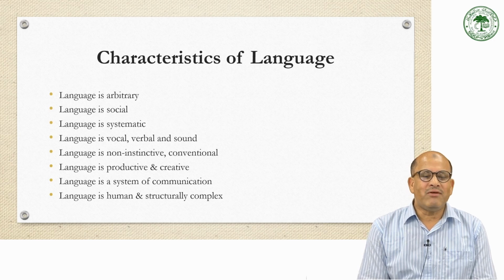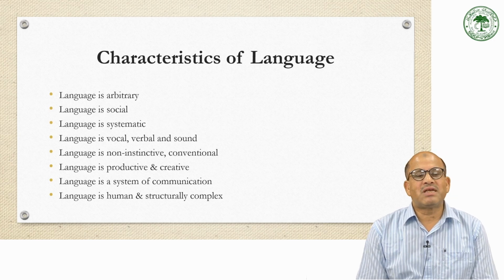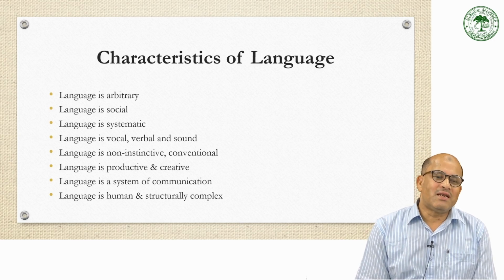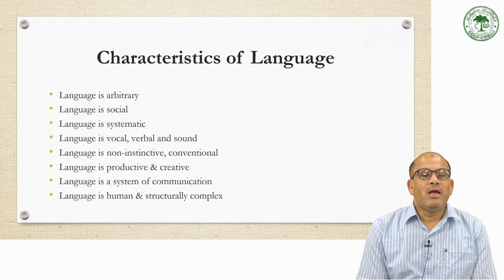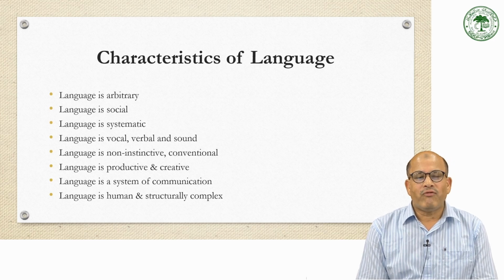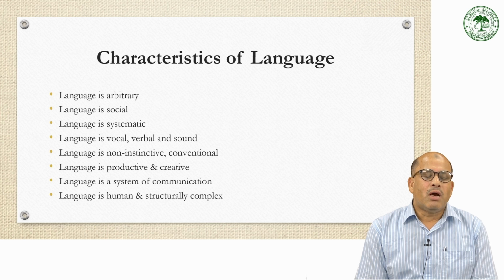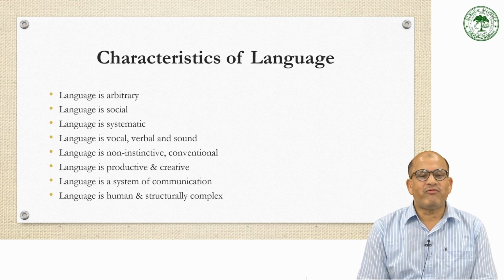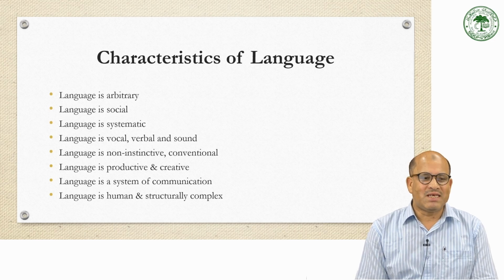Language is productive and creative. Productive means it can produce n number of sentences, so it can create a similar number of sentences or utterances. Language is a system of communication. This is a very well said and very well known definition of language, that is a system of communication through which we communicate, we share our feelings, emotions with each other.